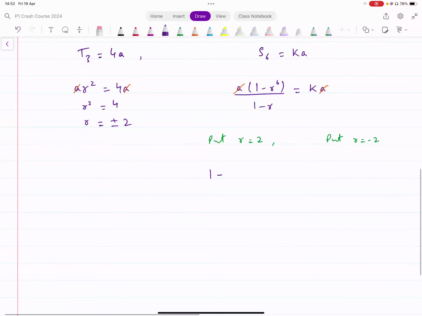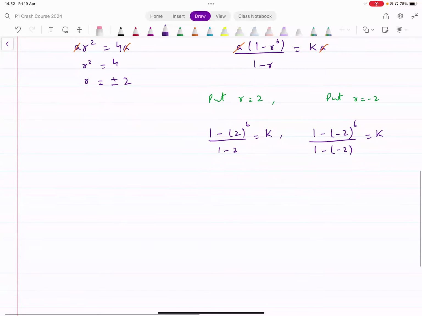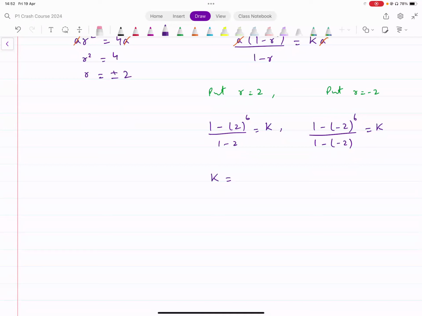And that gives you 1 minus 2 raised to the power 6 divided by 1 minus 2, that equals k, or 1 minus minus 2 raised to the power 6. Make sure to write minus 2 in bracket inside like this, divided by 1 minus minus 2, that equals k. These are going to be the 2 possible values of k. 1 minus 2 raised to the power 6, that is minus 63. Minus 63 over minus 1, that's going to be 63. That's one possible value of k.